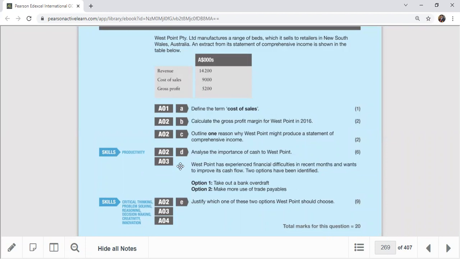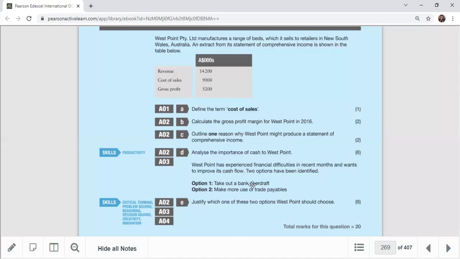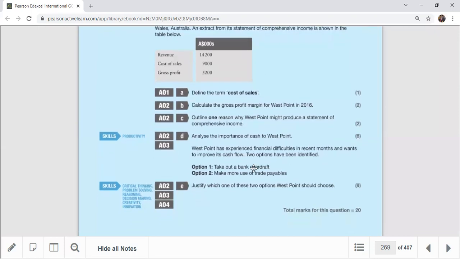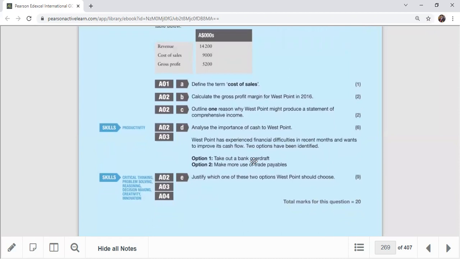You can see the West Point has experienced financial difficulties in recent months and wants to improve cash flow. 2 options have been identified. Option 1, take out a bank overdraft, short-term funding, external, and make more use of trade payables. This is a working capital management internal method, short term. So justify which one of these 2 options West Point should choose.